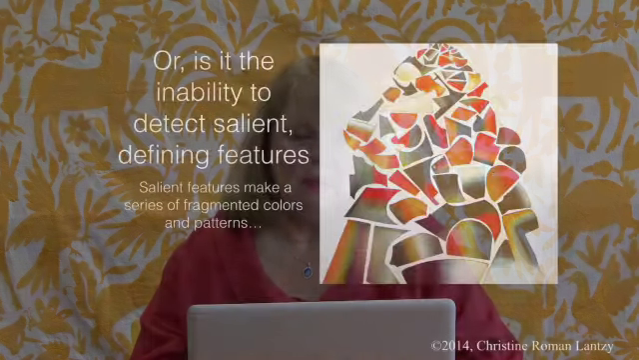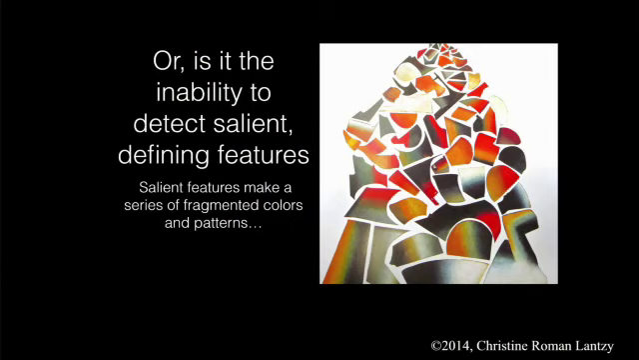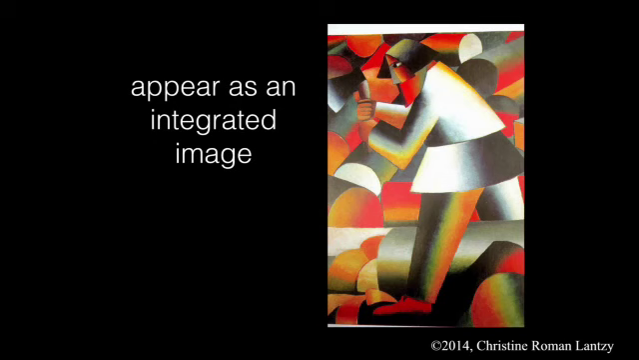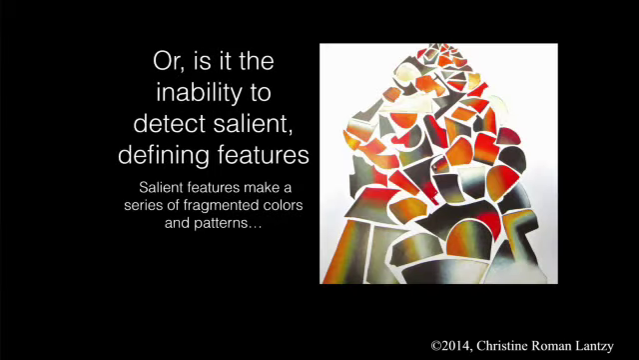Or, as you see in this image, is it the inability to detect salient defining features? So is it just a kaleidoscope, a complex array? It's more than that. It's also the ability to even detect the pieces of the environment that have meaning. Salient features, or those defining features, make a series of fragmented colors and patterns into an integrated image, as you see here. So this image, I'm going to go back a slide, is actually the assembly of these disintegrated pieces.